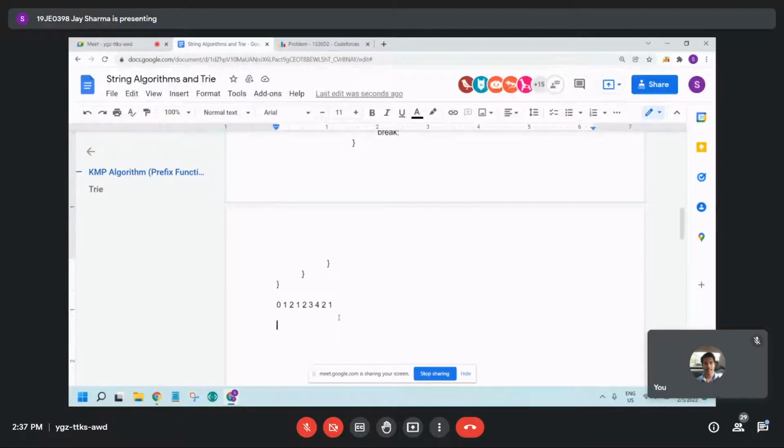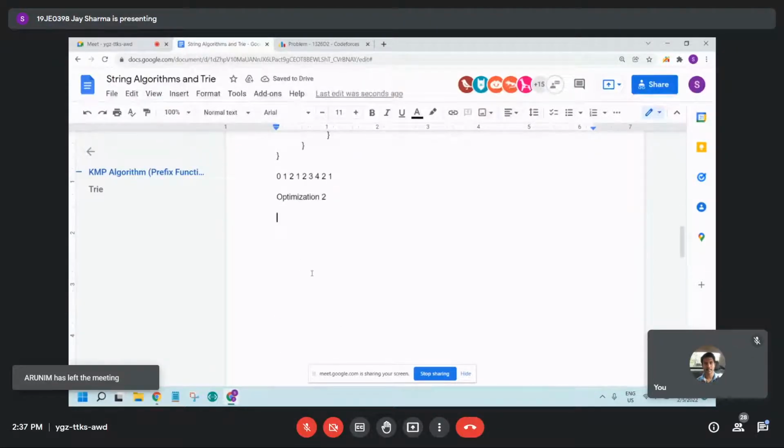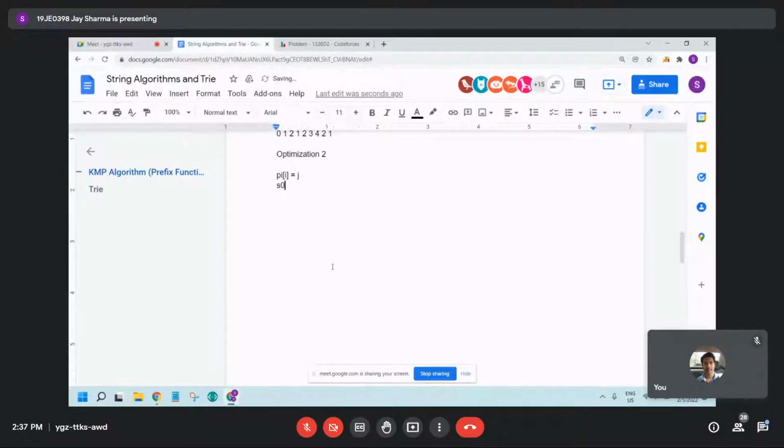So coming to optimization 2. Okay. Let's say for some index i, you have pi of i equals j. It means that, let me just make the string. So S0, S1, S2 up to S at j minus 1. Okay, j is a length, so the last index will definitely be j minus 1.